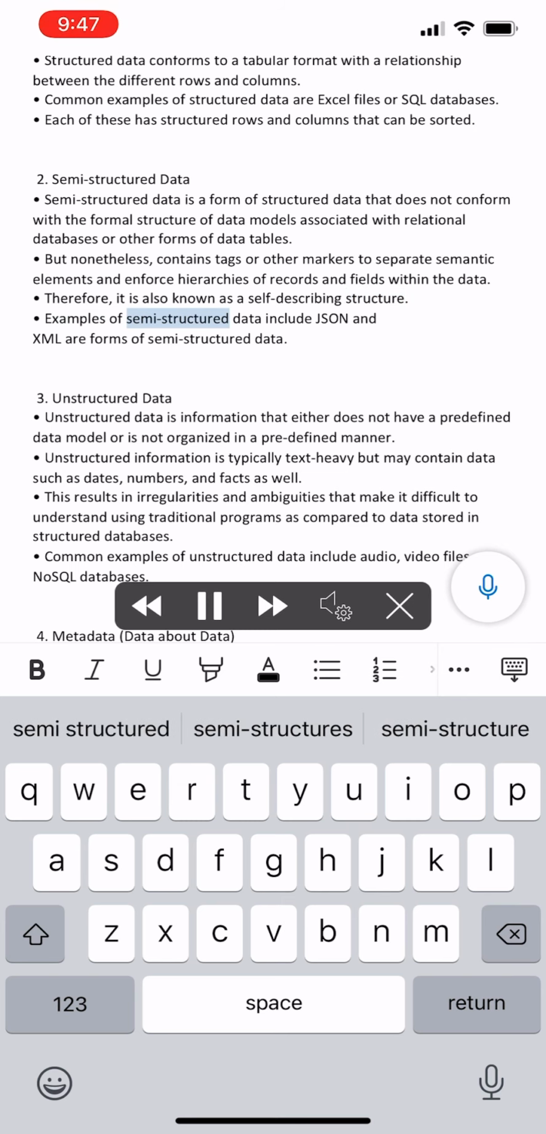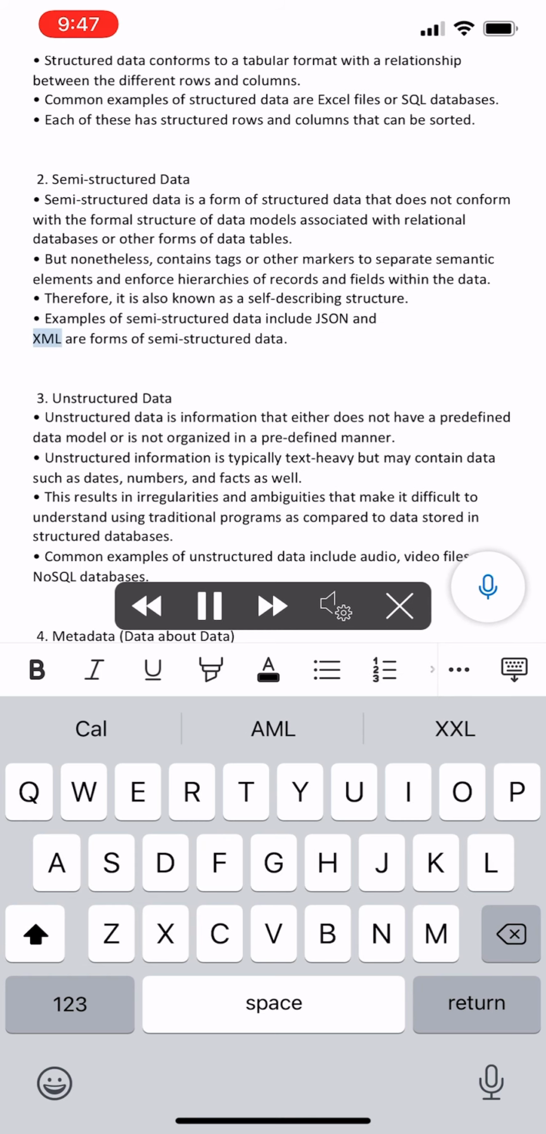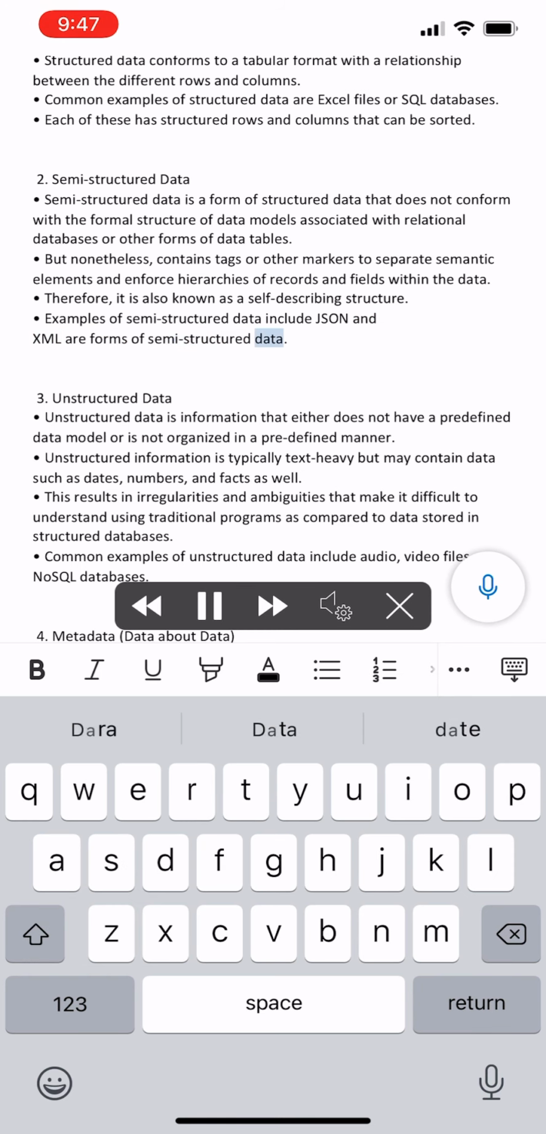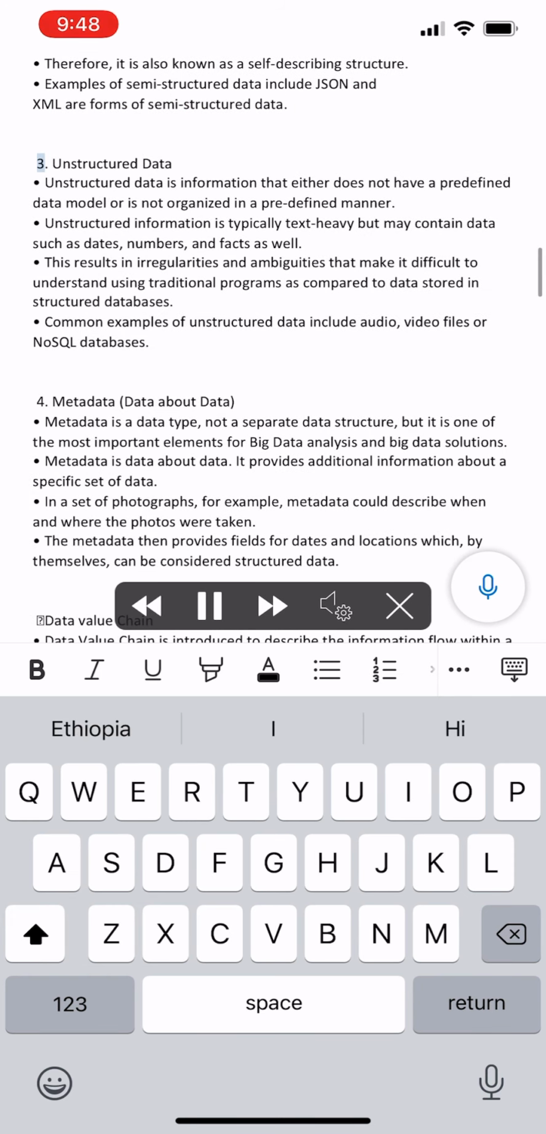Examples of semi-structured data include JSON and XML, which are forms of semi-structured data. 3. Unstructured data.